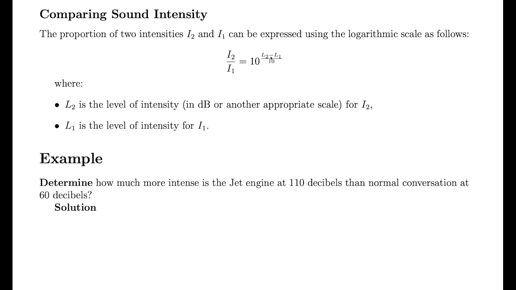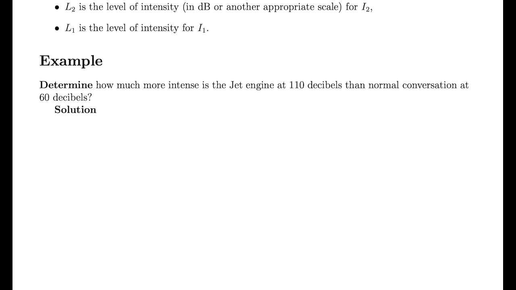Now remember that for decibels, we changed one unit in the Bell scale into 10 different sections, and so you could say that 30 decibels is actually 0.3 on the Bell scale. So let's take a look at this example. We want to know how much more intense the sound of a jet engine at 110 decibels is compared to normal conversation at 60 decibels.